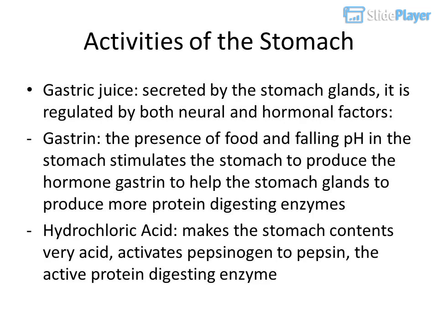Activities of the stomach. Gastric juice, secreted by the stomach glands, is regulated by both neural and hormonal factors. Gastrin: the presence of food and falling pH in the stomach stimulates the stomach to produce the hormone gastrin to help the stomach glands produce more protein-digesting enzymes. Hydrochloric acid makes the stomach contents very acid and activates pepsinogen to pepsin, the active protein-digesting enzyme.